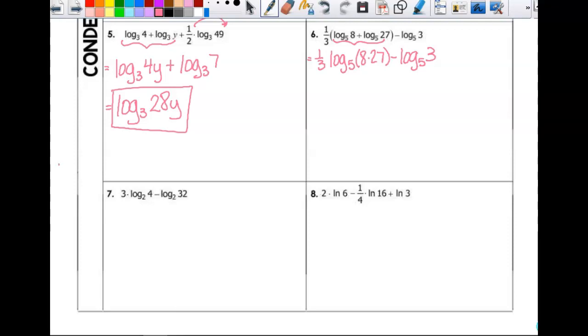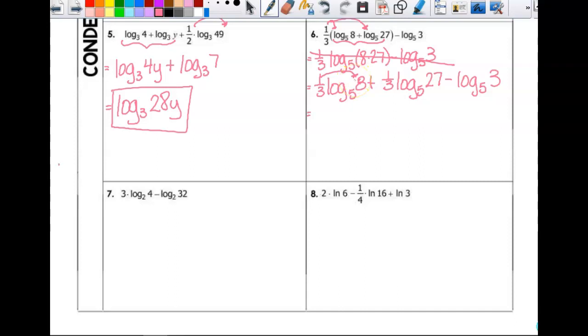Another way you could start this, which would reduce the numbers along the way, and again, this is not wrong, there's absolutely nothing wrong with that, but instead of doing that, we could go ahead and just distribute this 1/3. And I could get 1/3 times log base 5 of 8 plus 1/3 times log base 5 of 27 minus log base 5 of 3. You with me? So now I would take care of that exponent, and so that 1/3 comes up here.